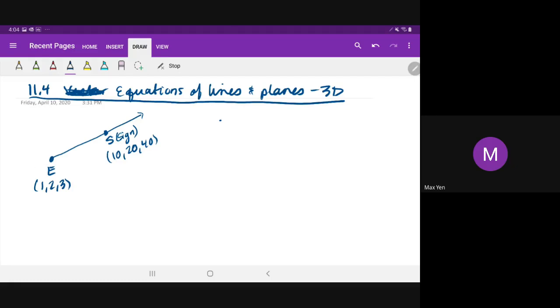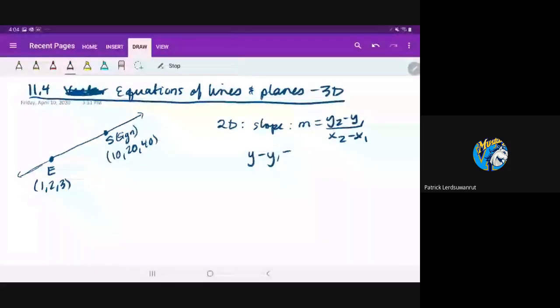Now, technically, it's a line, so it goes in both directions. But just imagine, for right now, we'll go backwards too. Basically, I'm trying to get from Eric to the exit sign. Now, in 2D, your process would be to find the slope, m equals y2 minus y1 over x2 minus x1. And then, if you want to do well in calculus, get used to using point slope form.